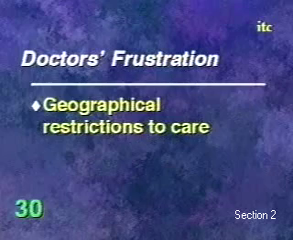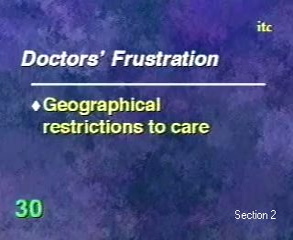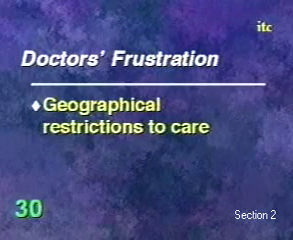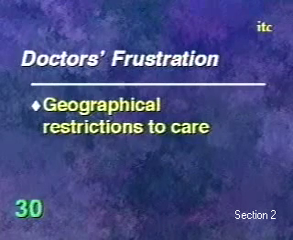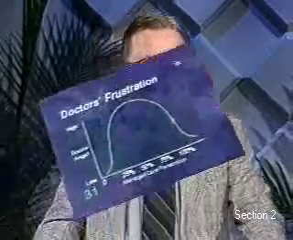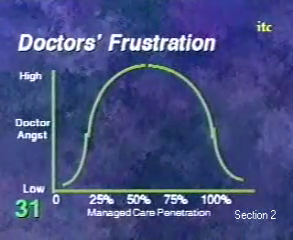If you add to that the geographical restriction of the areas from which a specialist can draw patients, this is extremely annoying. In other words, there is a rule that patients may only seek specialty care within a 30-mile radius of their primary physician. The doctors have increasing anxiety.